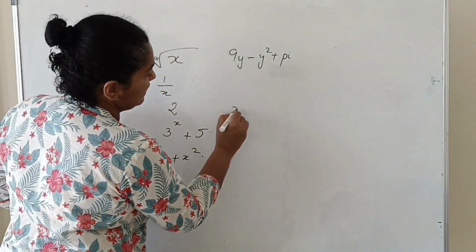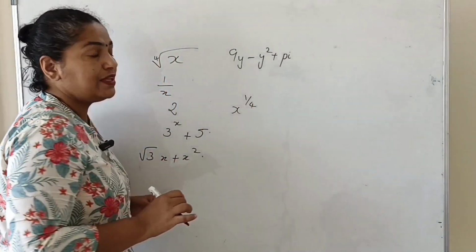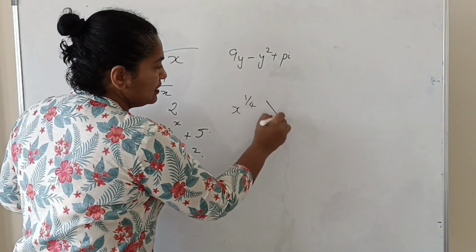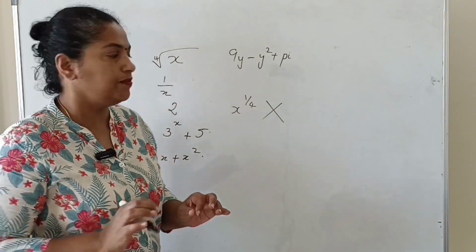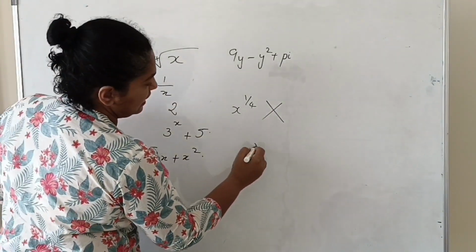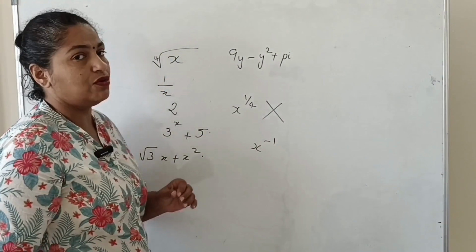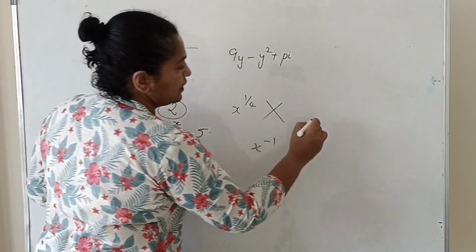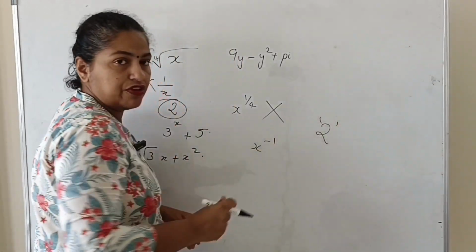Fourth root of x, which is basically x raised to 1 by 4. You know that the power of the variable has to be a whole number. So this is not a polynomial. 1 by x, again the power of x is minus 1, so it is not a polynomial. 2 is a constant.